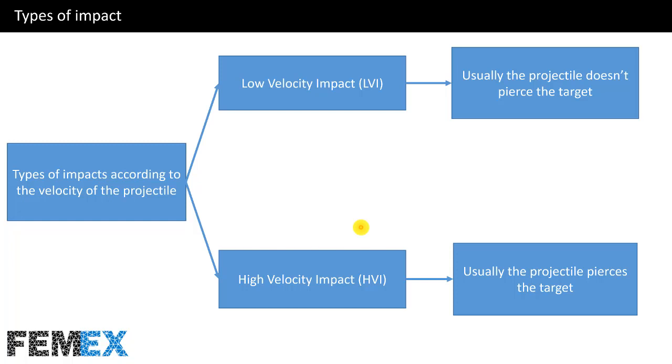According to the velocity of the projectile, we have two types of impacts: low velocity impact, or LVI, and high velocity impact, or HVI. In LVI, usually the projectile doesn't pierce the target because the kinetic energy of the projectile is relatively small. And in HVI, usually the projectile pierces the target because the kinetic energy of the projectile is high enough to pierce the target.